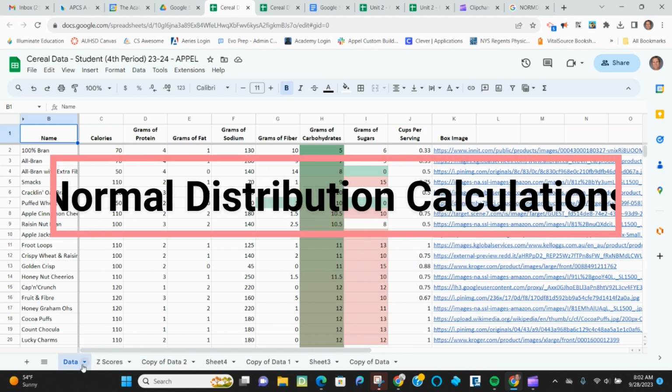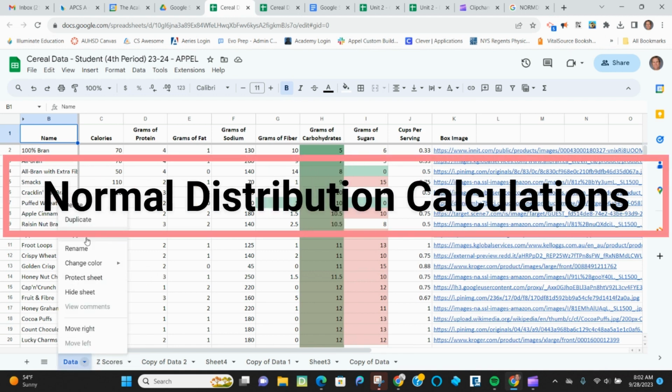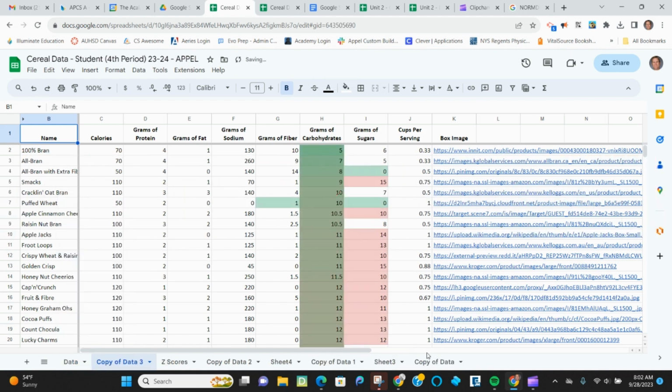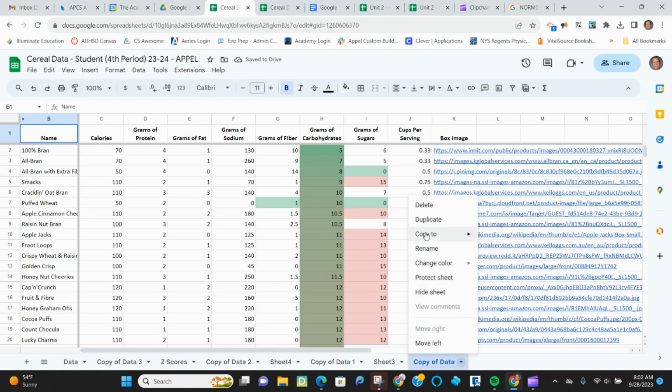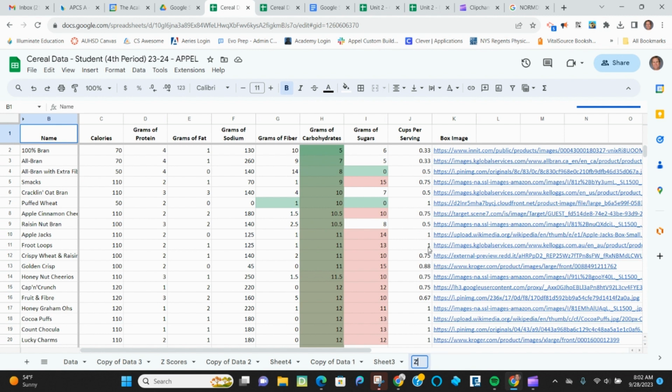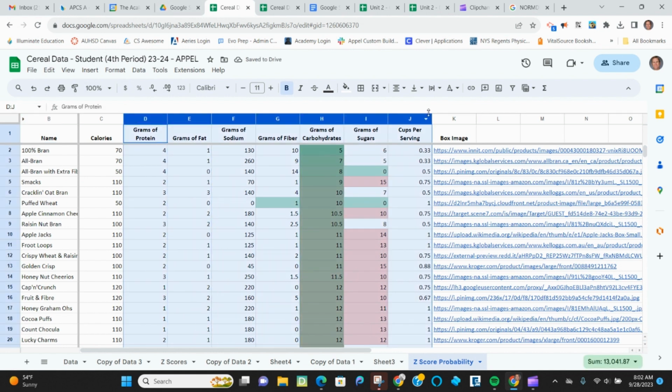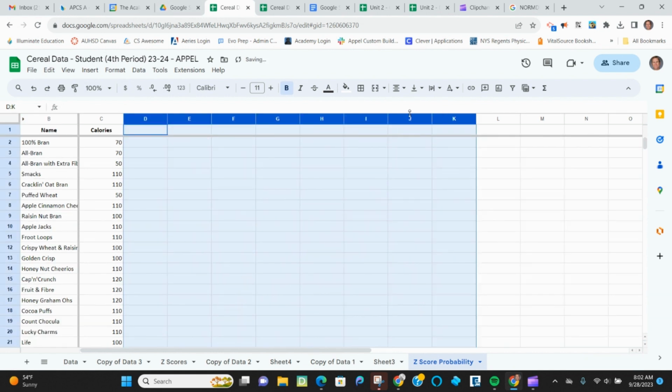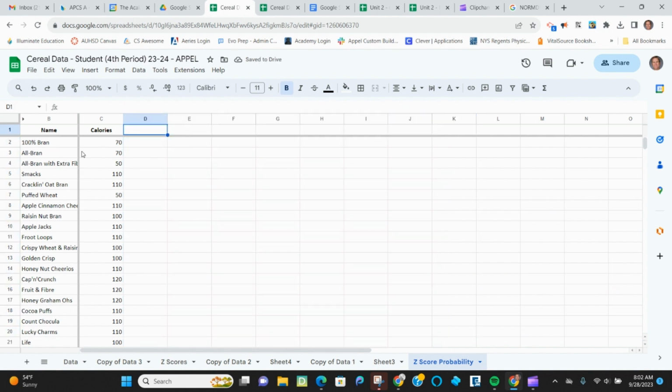So what we're going to do here is duplicate this, and this is going to be our z-score probability. What I want to do is get rid of everything but the calories. So I'm going to get rid of all of that. And I need to calculate the z-score to begin with.